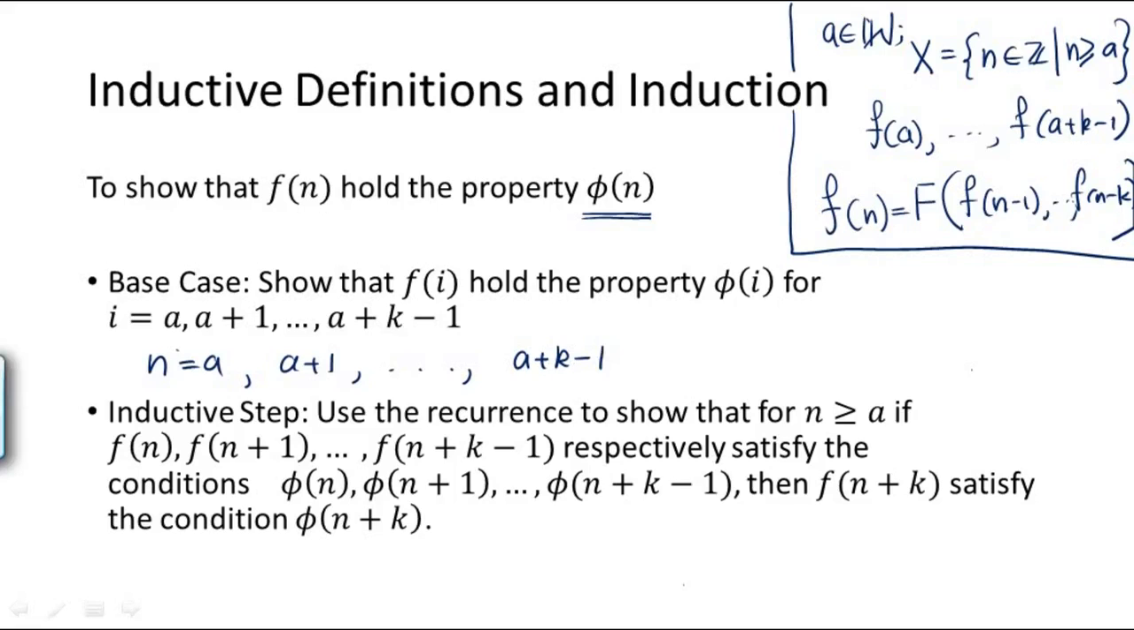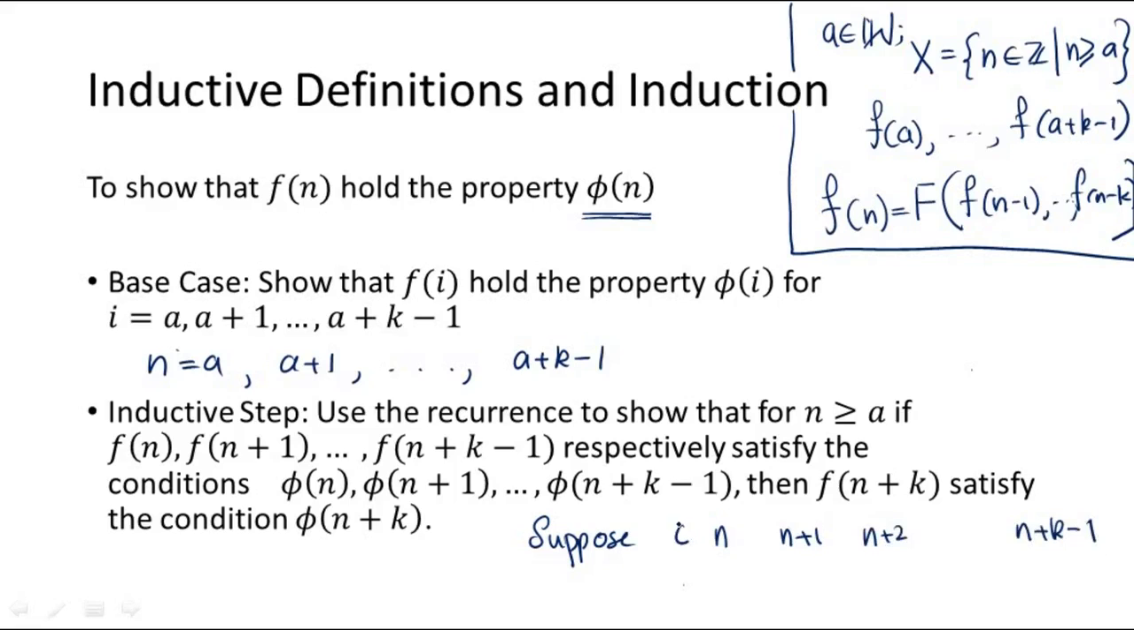In the inductive step, we assume that this statement is true for k consecutive values of n. That is, we suppose, let's take k consecutive values: n, n+1, n+2, all the way up to n+k-1. See, the first one is n, the second one is n+1, the third one is n+2, therefore the kth one must be n+k-1.